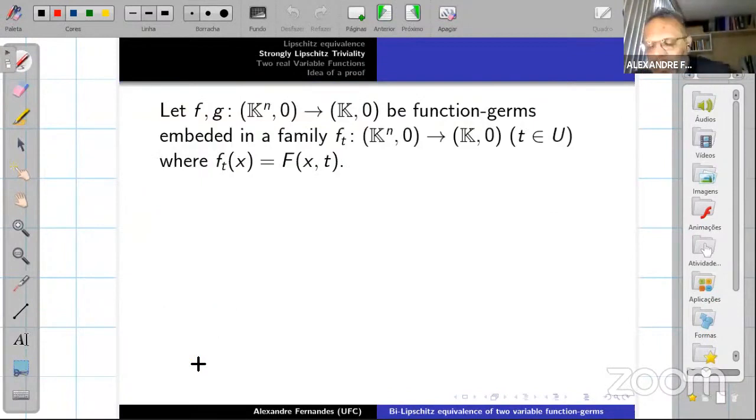So let me put this machine of vector field in a definition. Suppose you have two function germs which can be embedded in a family. It means that f of t0 is equal to f and f of t1 is equal to g.